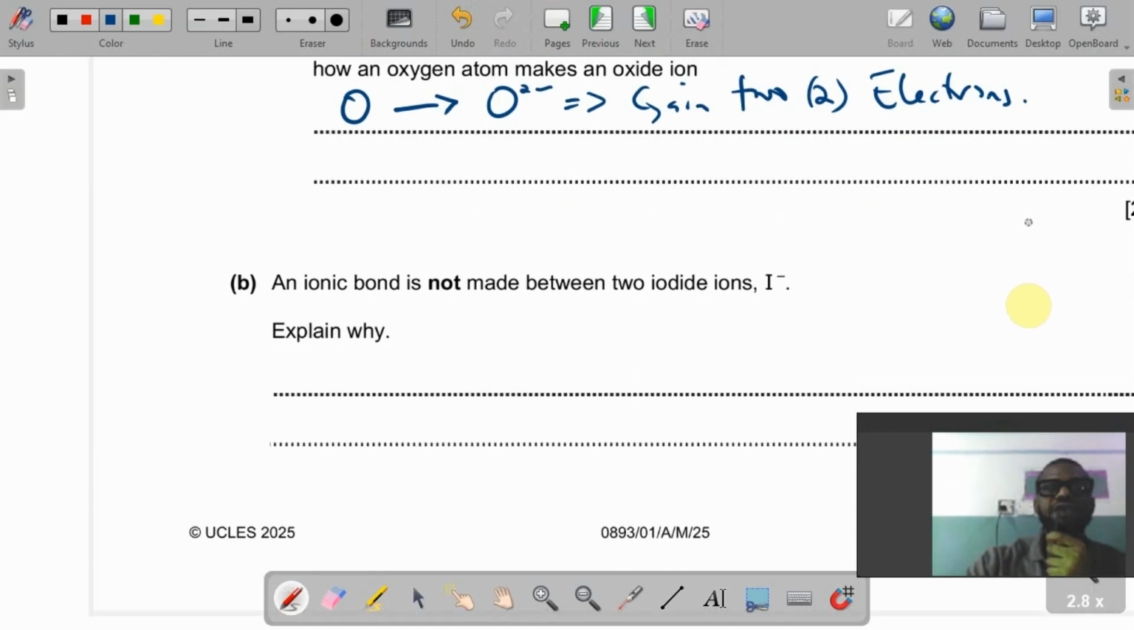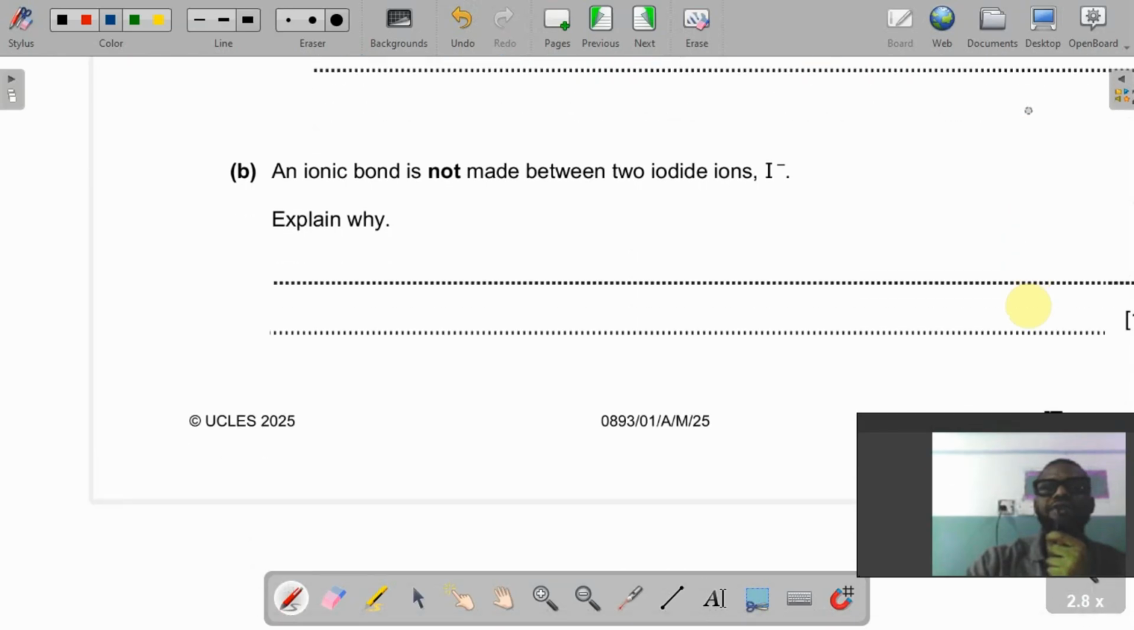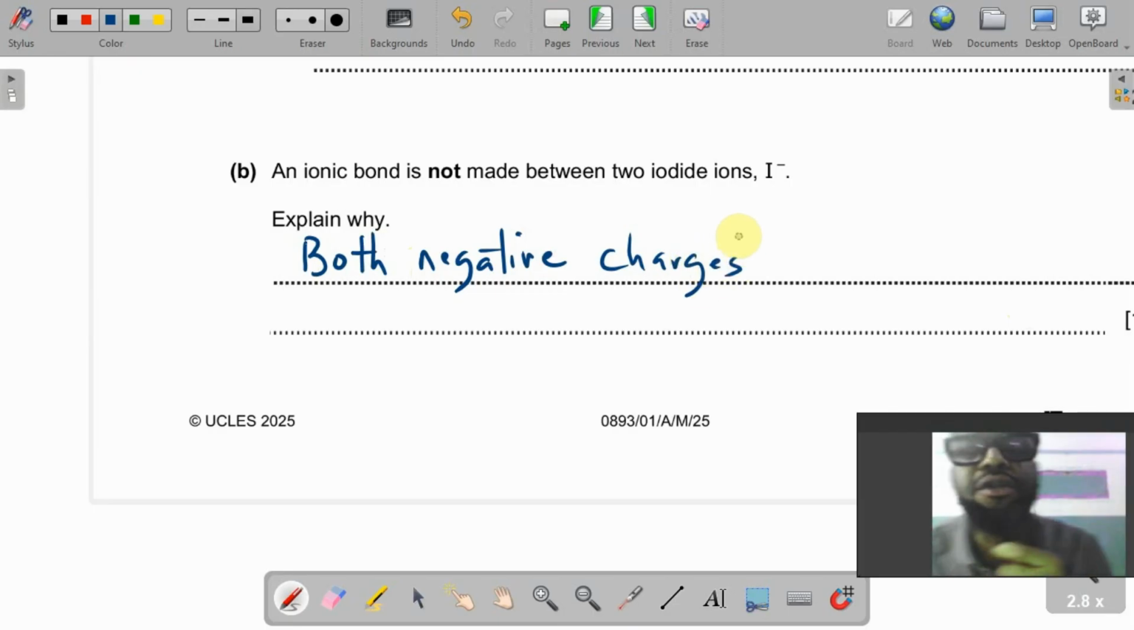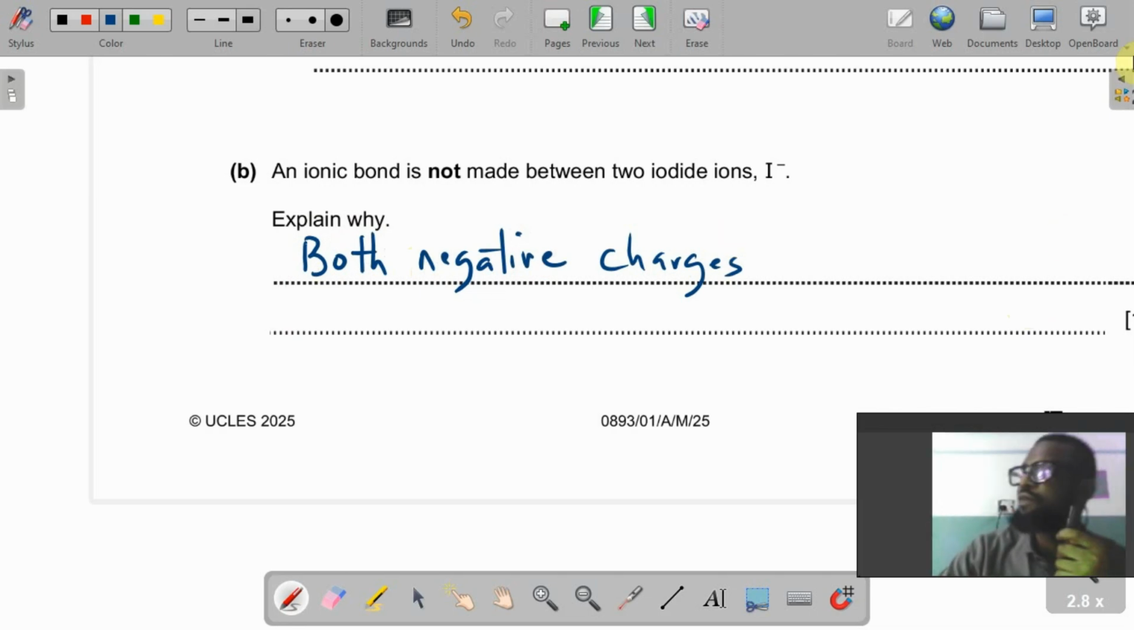An ionic bond is not made between two iodide ions. Explain why. Because they are both negative charges. An ionic bond is formed between a positive and a negative charge. Two iodide ions are both negatively charged.